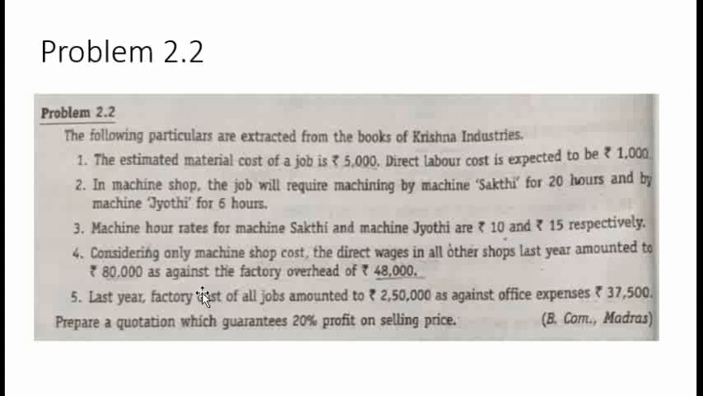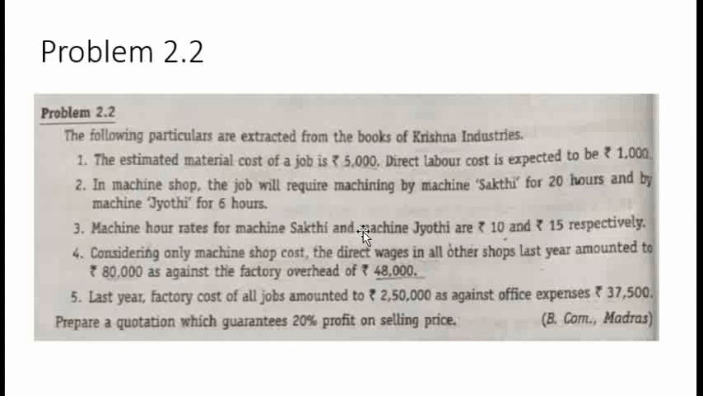Considering only machine shop, the direct wages in all other shops last year amounted to rupees 80,000 as against the factory overhead of rupees 48,000. Then the fifth point, last year factory cost of all jobs amounted to rupees 2,50,000 as against office expenses of rupees 37,500. Prepare a quotation which guarantees 20% profit on selling price. So let us get into the problem.